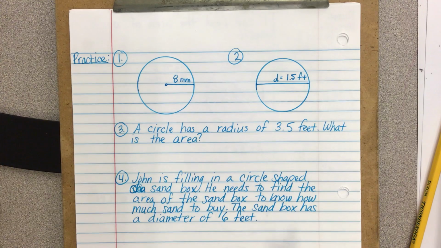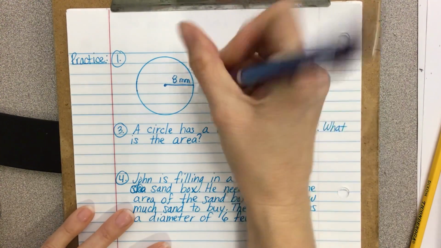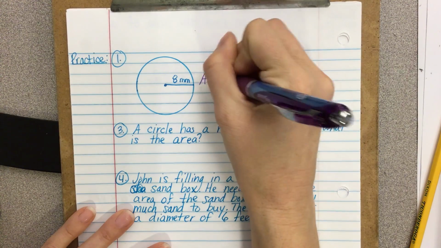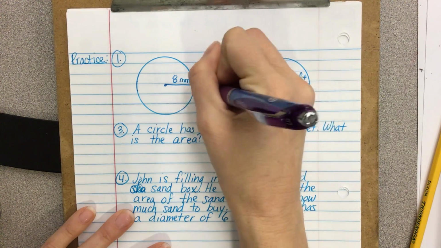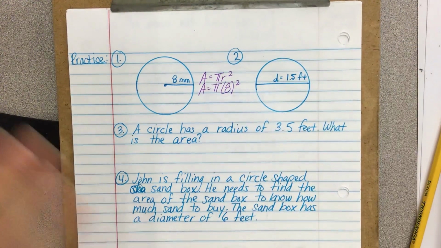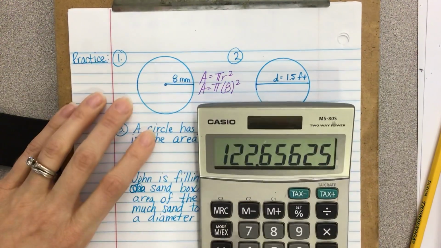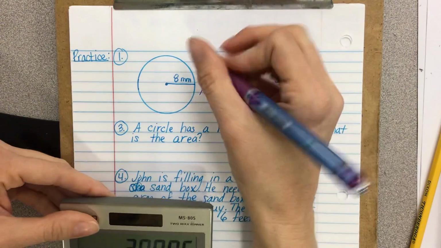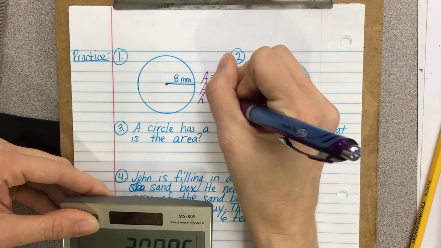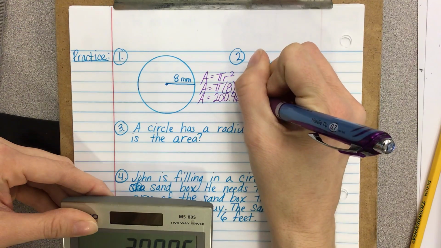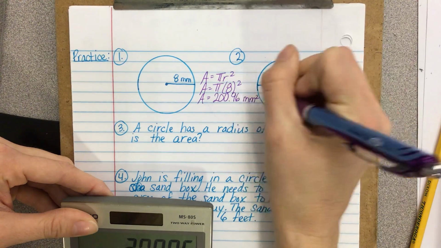All right, let's see how you did. So you have area is equal to pi r squared. So area is equal to pi times 8 squared. I feel like we did the same one on the other side. Okay, so I'm going to do 3.14 times 8 times 8. And yeah, we definitely did. So the area of this circle is 200.96. And this is millimeters squared.